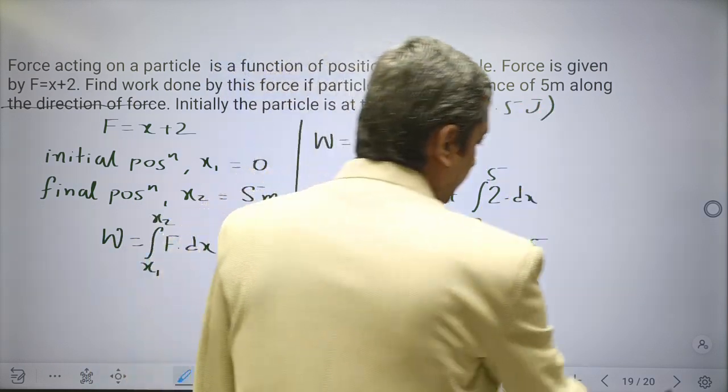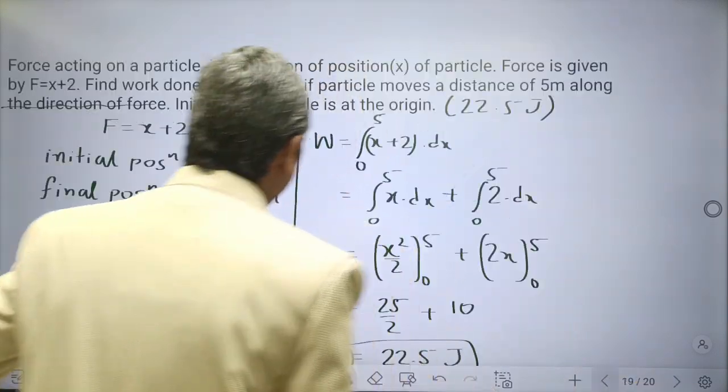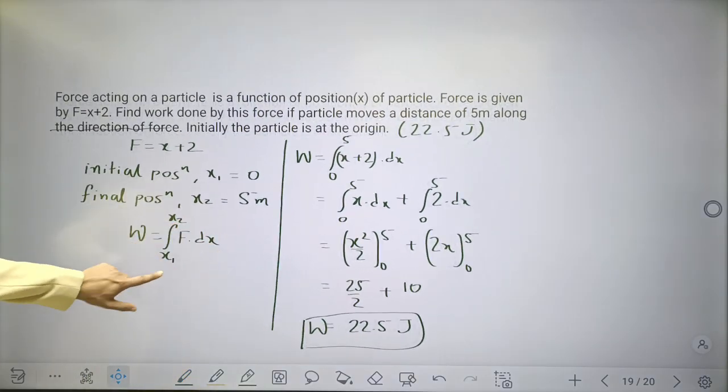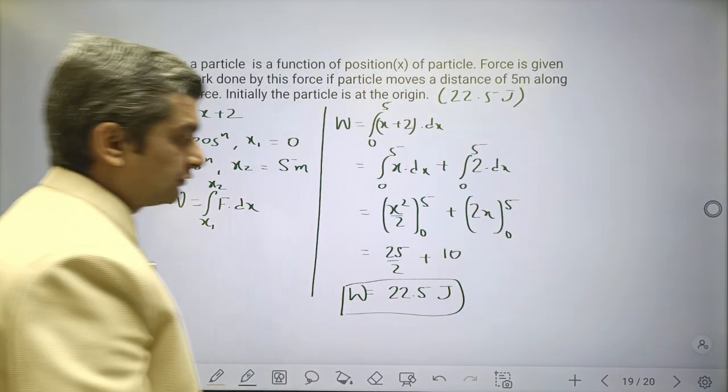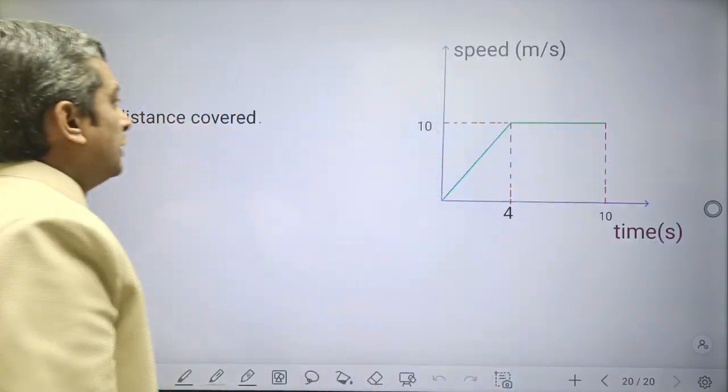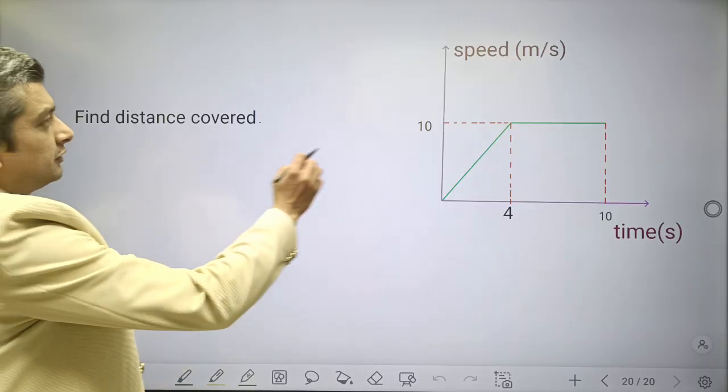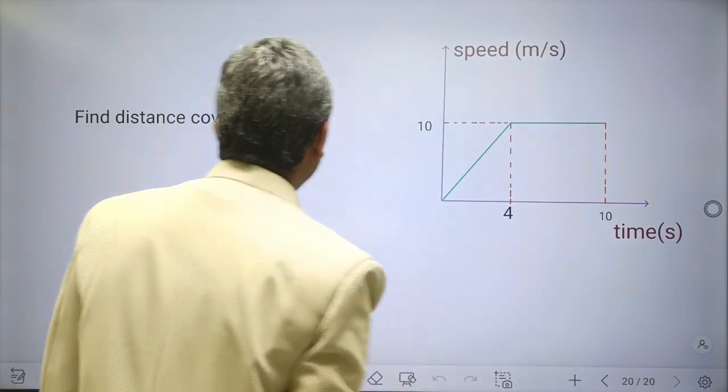joule, isn't it? Now next is, you can take a screenshot now. You can take a screenshot. So the next question is, find distance covered. This is speed and this is time.